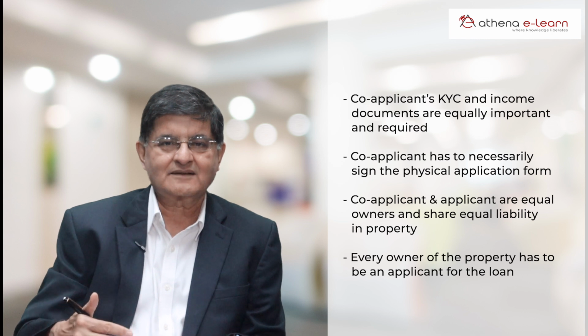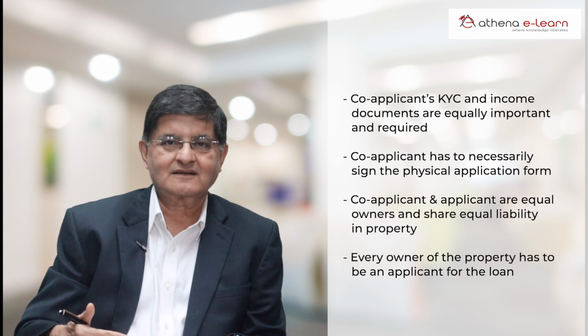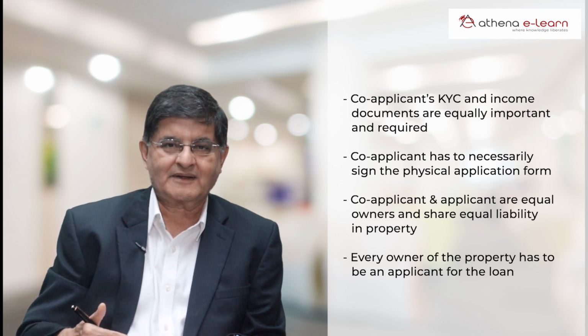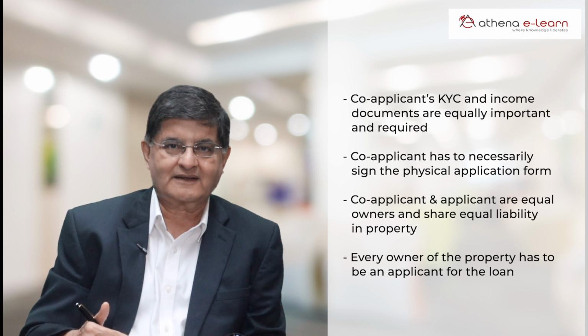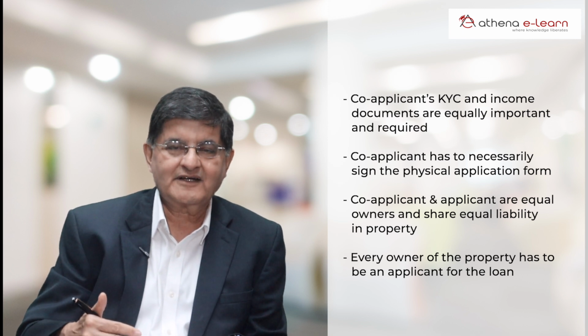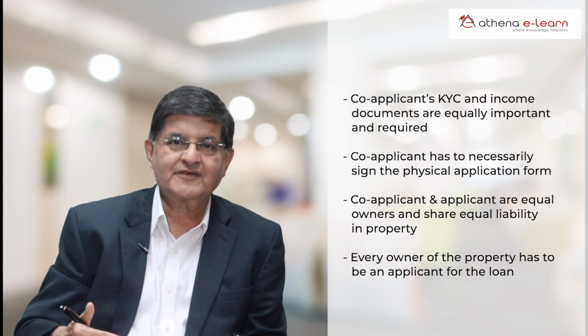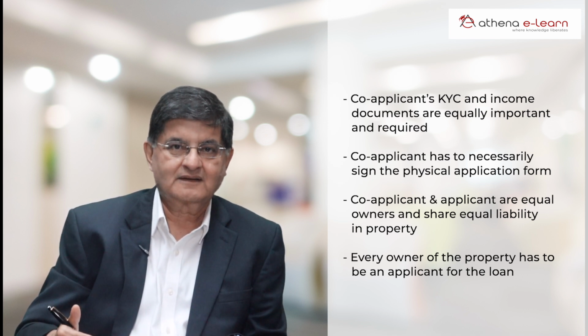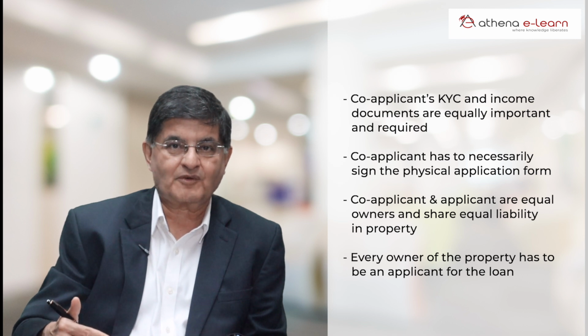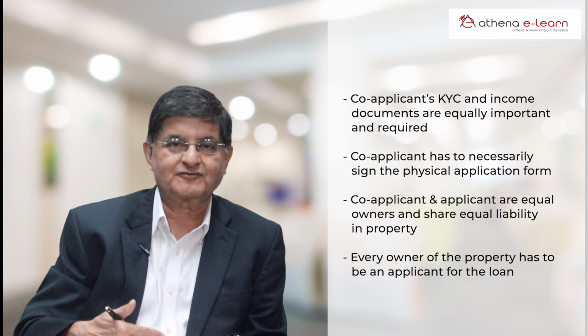The other thing, and it's a bit legal, is that it doesn't matter whether applicant A and co-applicant B or applicant B and co-applicant A. Legally and every other way, it is equivalent to the same thing. One other thing that you need to remember is that every owner of the property, remember this, every owner of the property has to be an applicant for the loan. The reverse is not necessarily true. So husband-wife, if the husband owns the property, the wife could be a co-applicant.